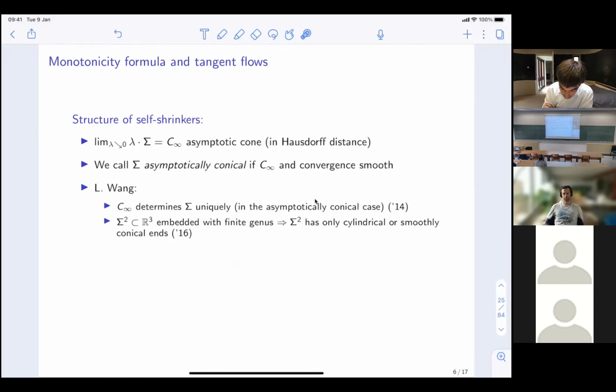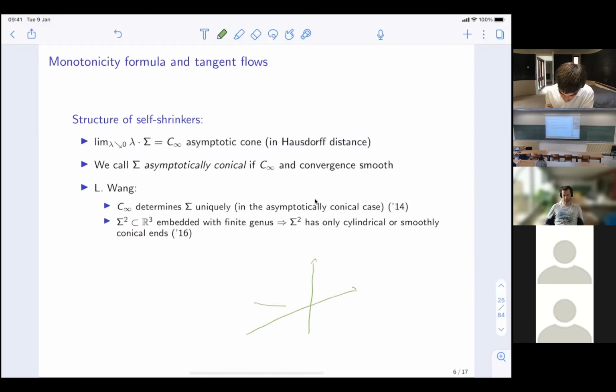Now let me draw your picture here. Maybe I can even give you an idea why you would expect something like this. If you hear this the first time, you think, where does this come from? But again, it's important to think about this geometric picture here. So you have this flow here.